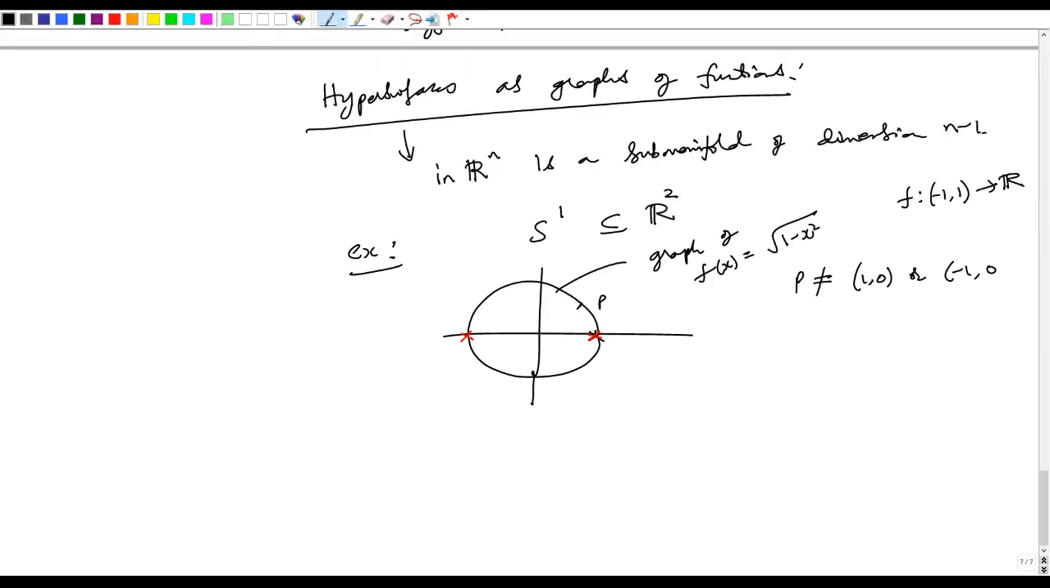Likewise, if P happened to lie in the lower hemisphere, somewhere here, the strict lower hemisphere, again I get a graph. So this time f of x will be negative square root of 1 minus x squared, and I'm fine. But what happens if P is equal to, say, (1, 0), namely this point here?